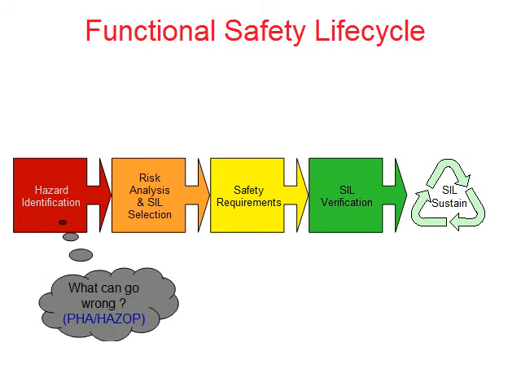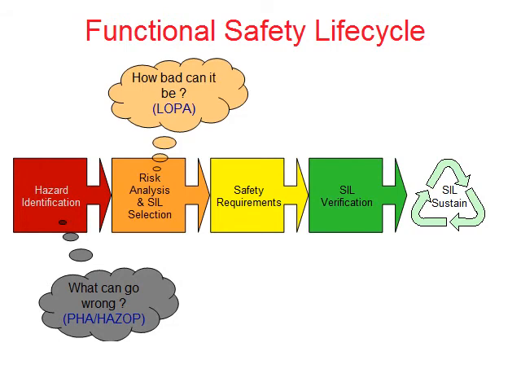So the first step is hazard identification, and it's basically getting a good understanding of what can go wrong. Techniques used there, the general category is called process hazard analysis, and a very common technique in the chemical and refining industry would be the HAZOP technique. Once the potential hazards are identified, we need to understand how bad could it be. And so we need to do a risk analysis that will drive a SIL selection. Often the technique there could be a layer of protection analysis, or LOPA, or it could be done through some other means such as risk graph or hazard matrix.